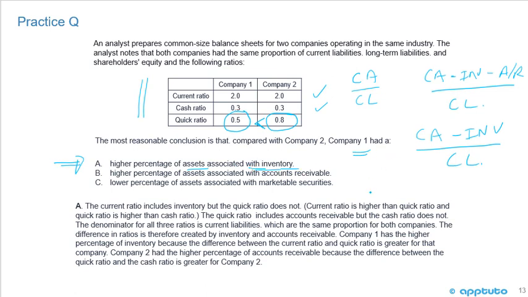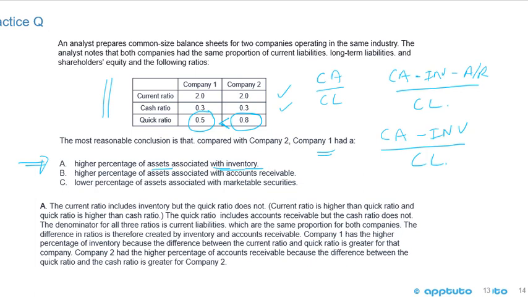that Company 1 had a higher percentage of assets associated with the inventory. Okay, so nice little question, because it's making you think through the ratio, the numerator and the denominator, which is larger, which is smaller, and then why. And if you write it out like this, you'll understand, oh, I have a smaller ratio. It means my numerator is smaller. That must mean my inventory was higher. I had a higher percentage of assets associated with the inventory.